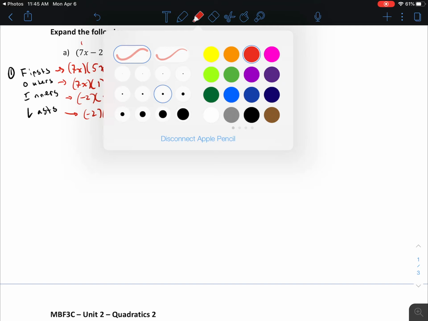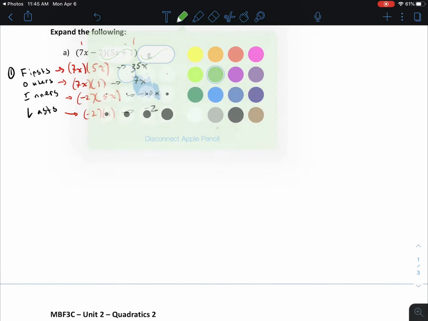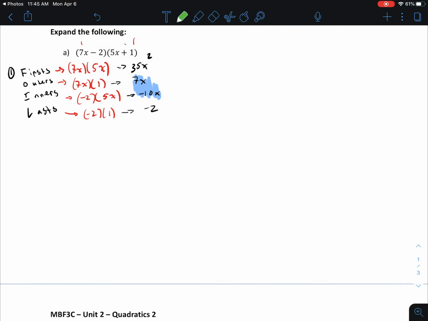Now you can see right here in the middle, this is why we went over what we did in the first part here. There's your like terms. Okay, so all I'm going to do now is take these four things, and rewrite them into one line underneath here. So I'm going to go 35x squared plus 7x minus 10x minus 2. Okay?